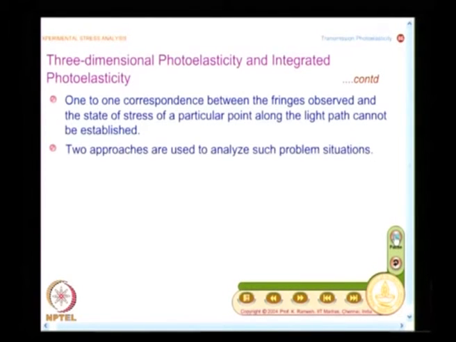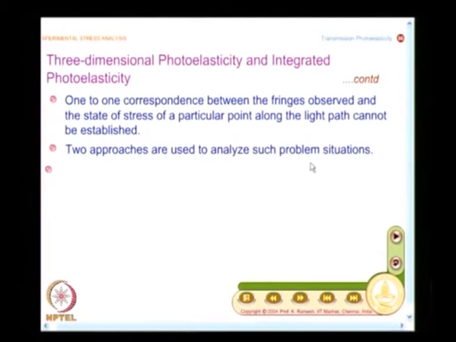So, what you find here is that a one-to-one correspondence between the fringes observed and the state of stress at a particular point along the light path cannot be established straight away. I can find it out if I solve the problem, and I will be able to get this answer. Whereas in the case of 2 dimensional photoelastic analysis, we were able to get it directly. We had no difficulty in associating the isoclinics to principal stress direction and isochromatics to principal stress difference.